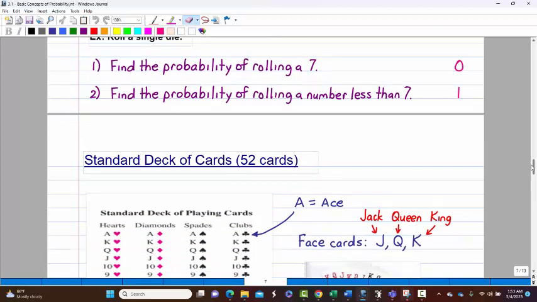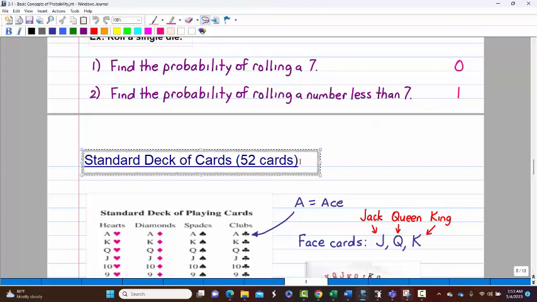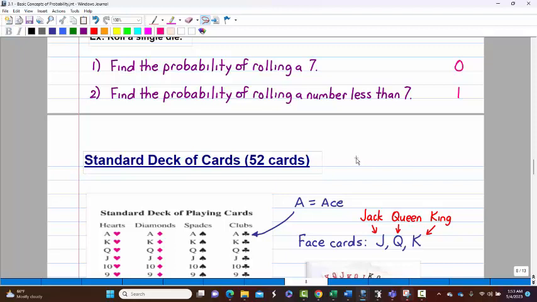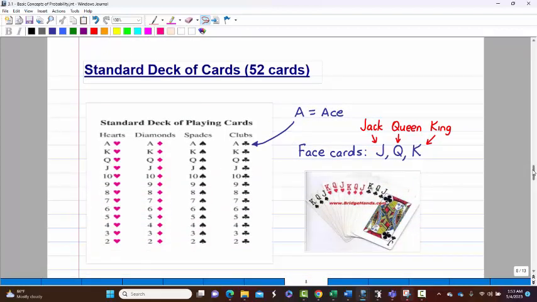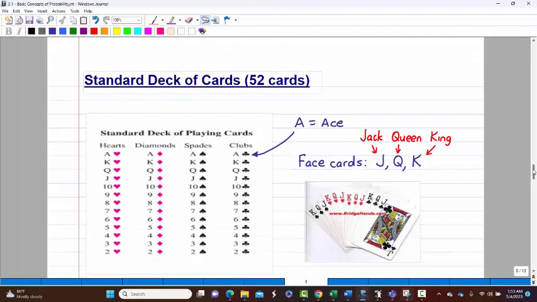Standard deck of cards. Don't worry if you're not familiar with this. You don't have to be a card wizard or anything here. We're going to show you what you need. You don't have to know anything about card games, but just be able to use this deck to answer probability questions. I think you'll have no problem learning this for what you need to do. So we're not training you to play blackjack or anything like that.